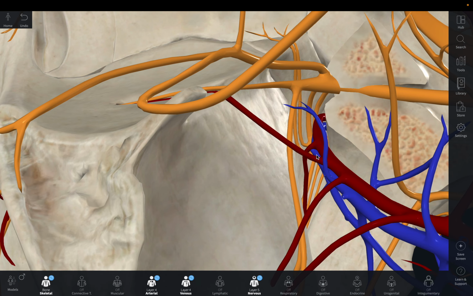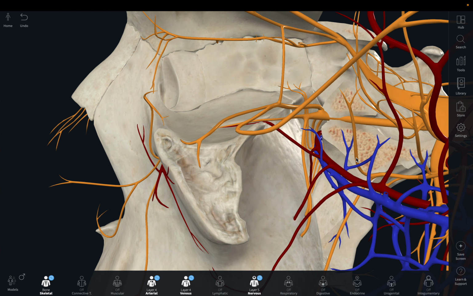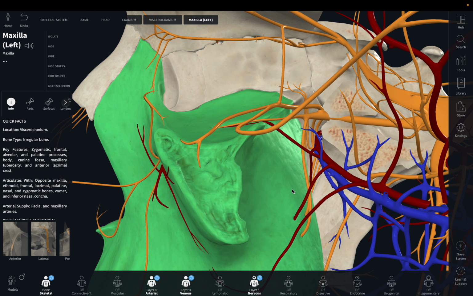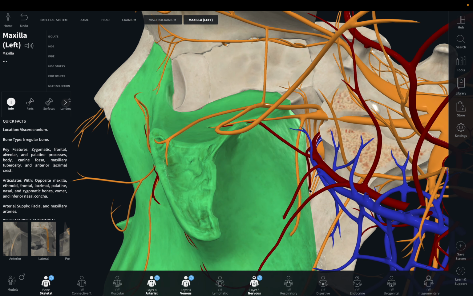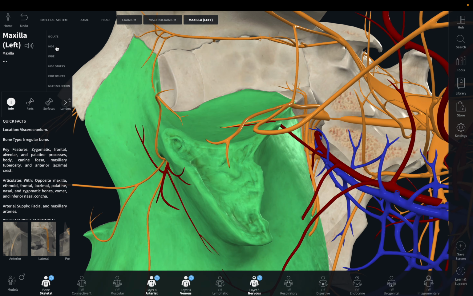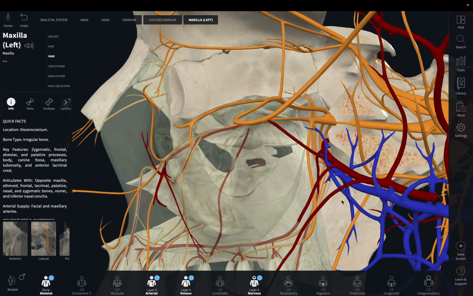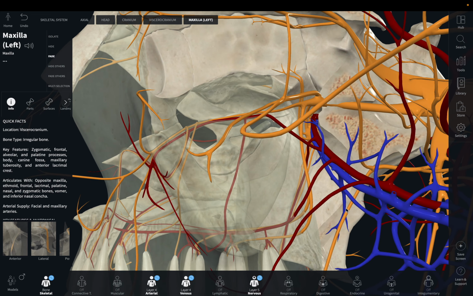And through this fissure here, the name pterygo comes from the pterygoid plate of the sphenoid bone, which is just here. Maxillary bone, the pterygomaxillary fissure, this is the fissure here, provides communication between the pterygopalatine fossa and the infratemporal fossa. So now that we've mentioned that, we'll fade the bone, and we'll talk about the pterygopalatine ganglion.